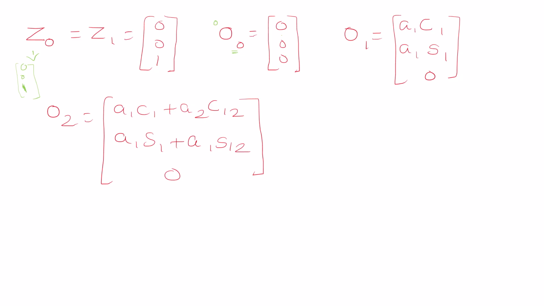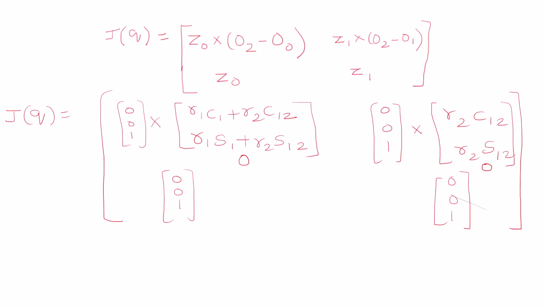Then O1 to 0, which we have got from the transformation matrix T1 to 0, and O2 to 0, which we have got from the transformation matrix T2 to 0. So now we have got all the values required for substitution in the formula.